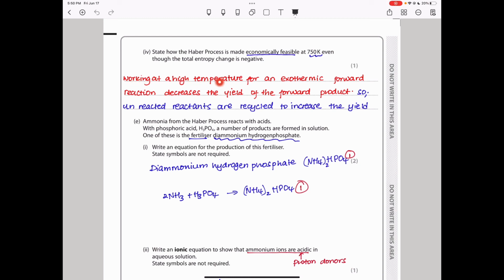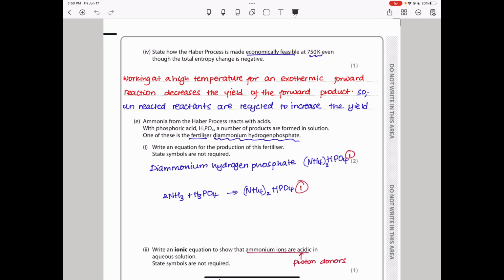So I said working at high temperatures for an exothermic forward reaction decreases the yield of the forward product. So what they do, the reactants are recycled to increase the yield. And again, the question was asking you how the Haber process is made economically feasible at 750K.